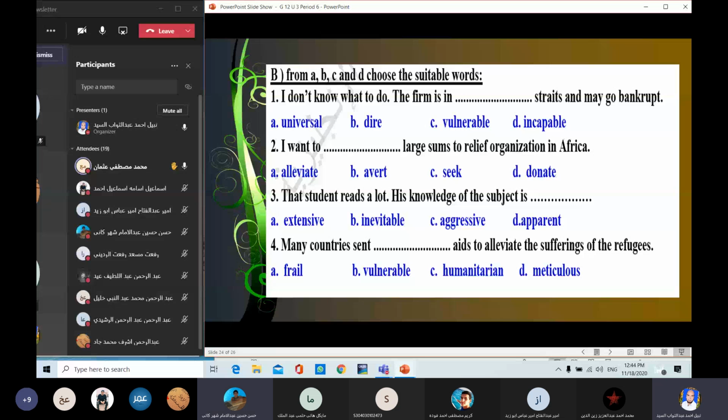I want to donate large sums to relief organizations in Africa. Donate. Very good. Thank you. Number 3, Hamad Mustafa: That student reads a lot. His knowledge of the subject is extensive. Extensive. Very good. Kareem, last one. Many countries send humanitarian aid to alleviate the sufferings of refugees. Excellent, Kareem. Thank you very much.